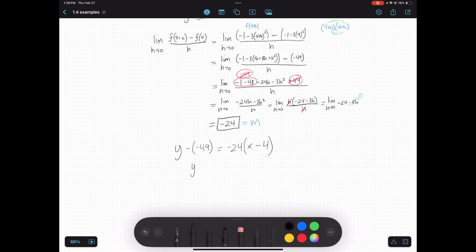If I clean this up a little bit, minus a negative 49 gives me y plus 49. I can distribute the negative 24. So I get negative 24x plus 96. And then I'll just subtract 49 on both sides. And I'm left with y equals negative 24x plus 47. And there's my answer. There's my tangent line equation.